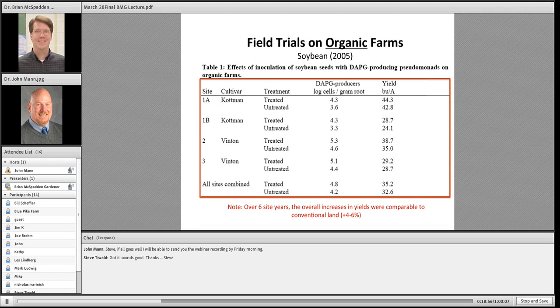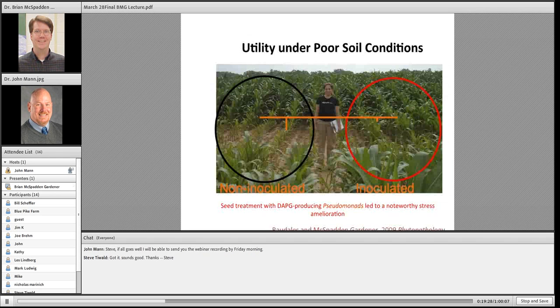Here we actually enumerated the number of beneficial bacteria, and you'll see that on the treated plots, we're getting an order of magnitude higher, 10 times as many bacteria on average on the roots of the seed-treated plants, and the yield responses were positive at all of these locations. And the overall yield response over 6 site years, this is data from just 4 of them, was approximately 4 to 6%.